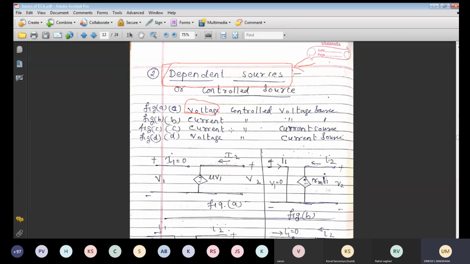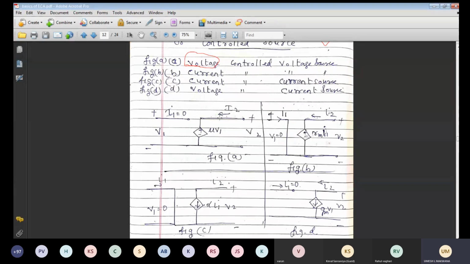Now the other is the current source: current controlled current source and voltage controlled current source. Both are the same. Here are the voltage controlled voltage source and current controlled voltage source, and here are the voltage controlled current source and current controlled current source. The dependent source is represented by a square like this, which I already showed here.